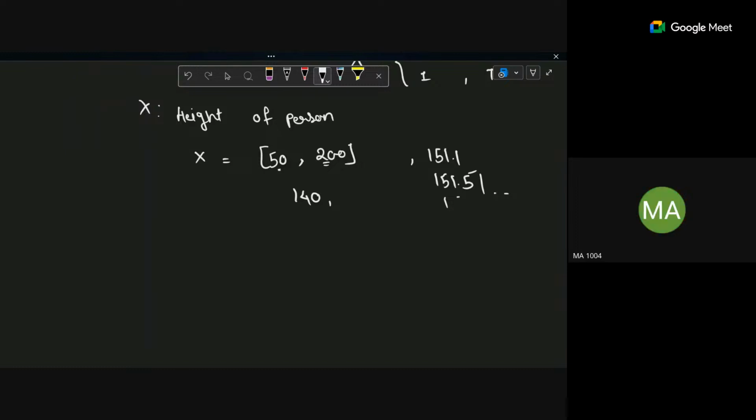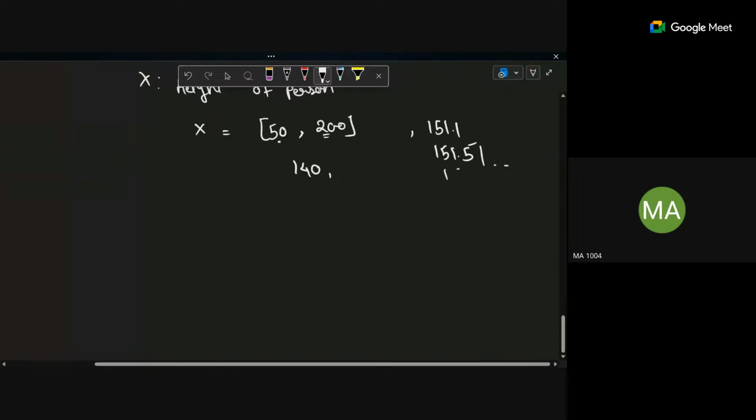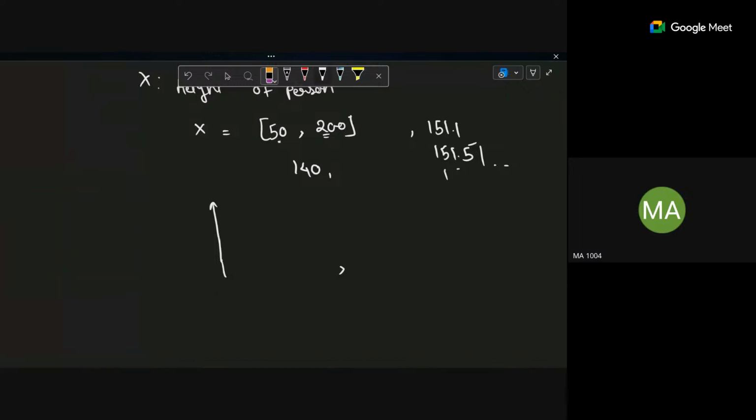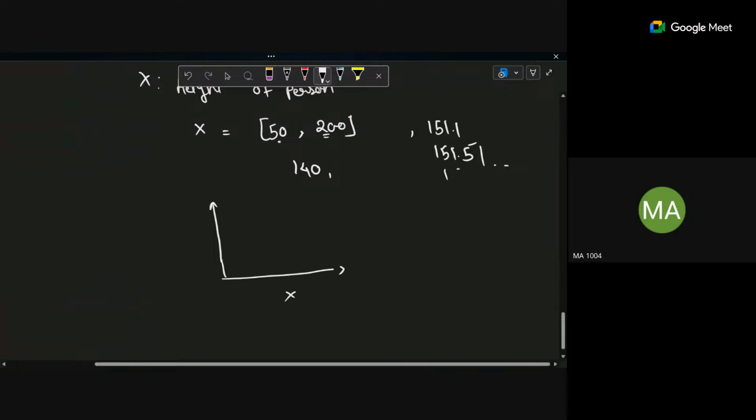So if you plot all this data into points, how will you plot first? You will say, okay, these are my x values. Persons taking height 50, 100, let's say, okay, 50, 100.